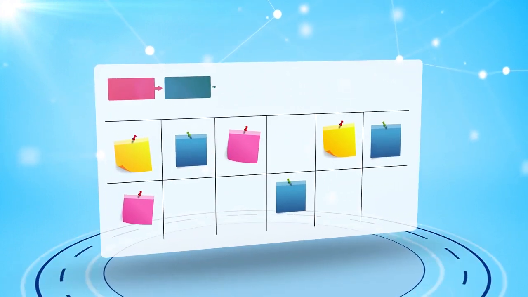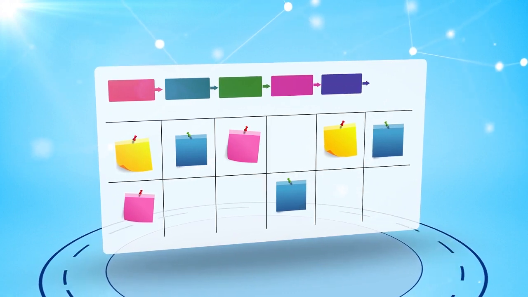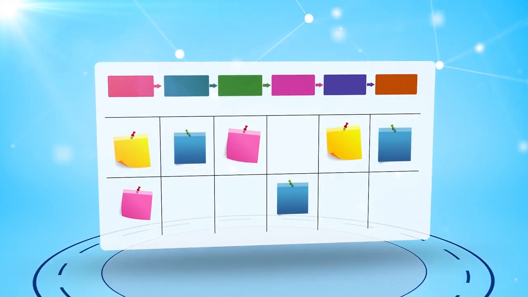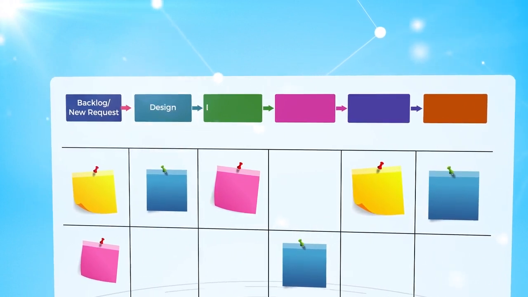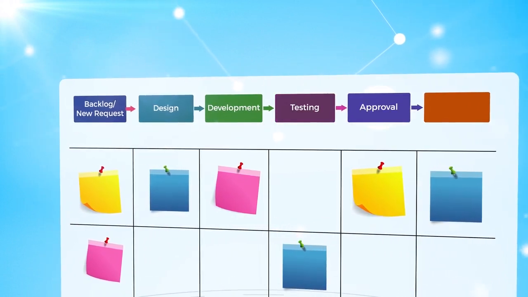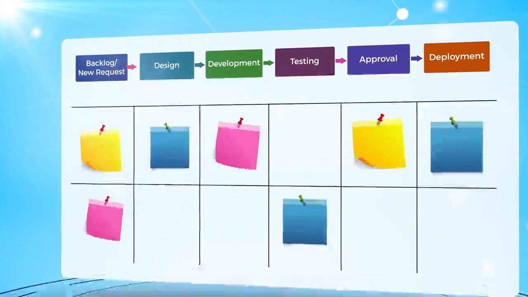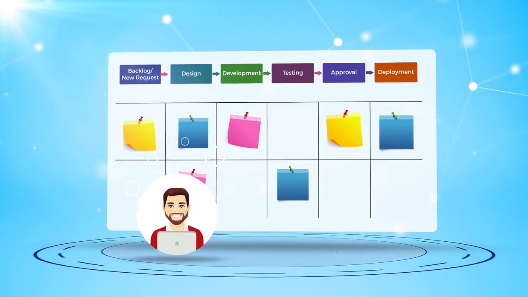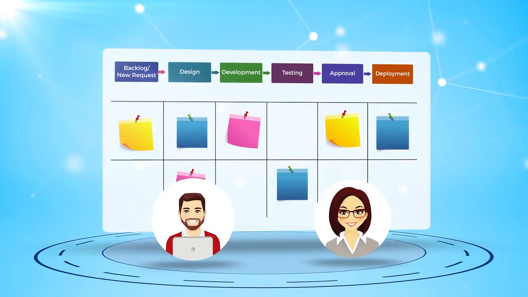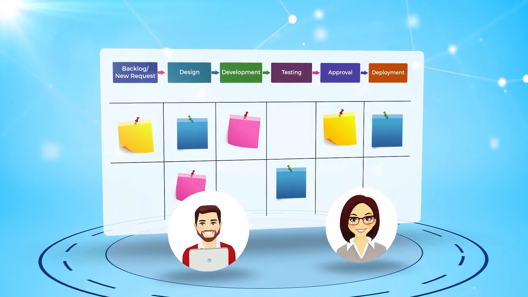The header of each column represents a stage of the workflow. For example, a team's workflow stages could be backlog or new request, design, development, testing, approval, and deployment. As cards are moved from one column to another, team members as well as stakeholders have a quick way to visualize the status of each task.